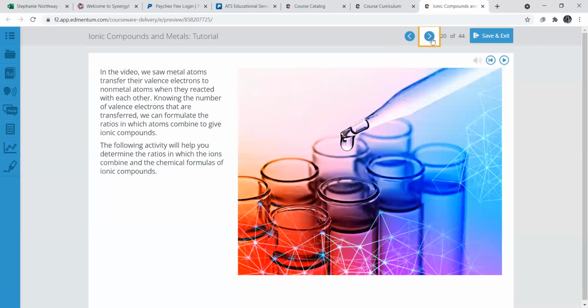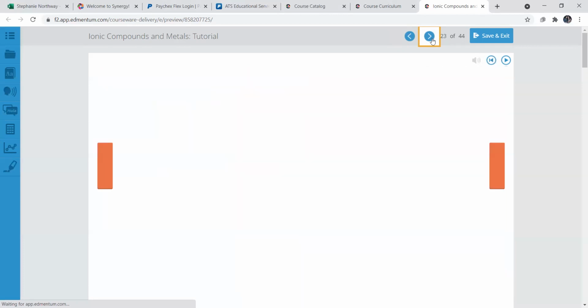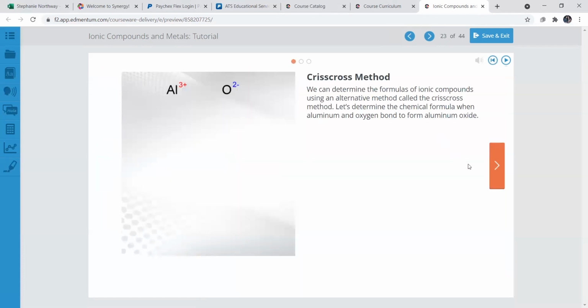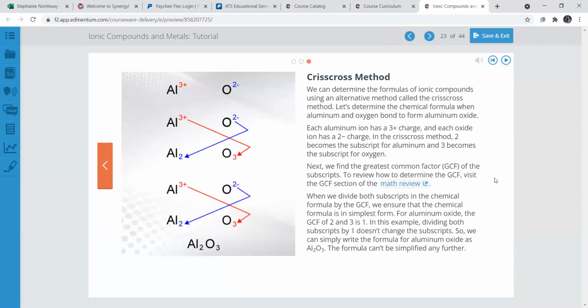All right, video, like I said, I'll have you do that on your own. I'll skip the questions too. And another video. Oh my goodness. Okay, crisscross method. Here's how you would determine the formula for it and the charge. So here's how you determine positive or negative and how you crisscross it with each other.